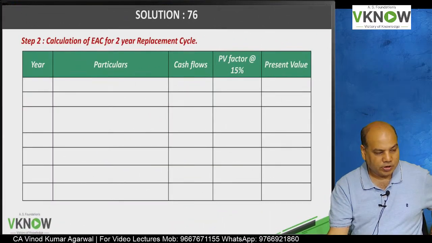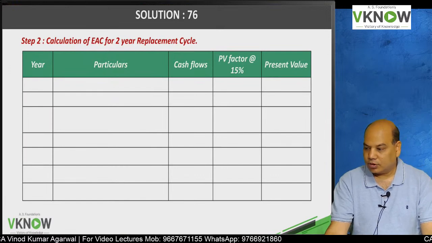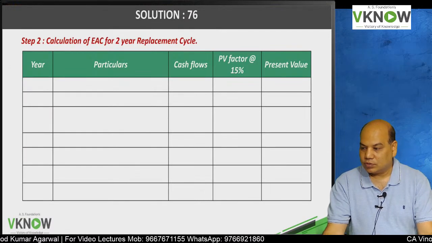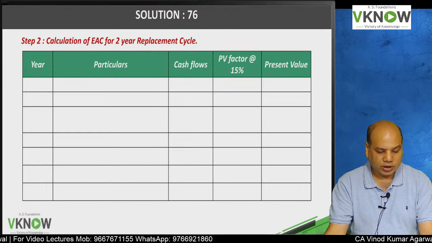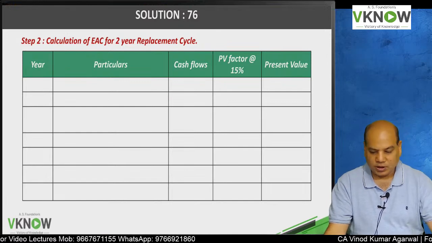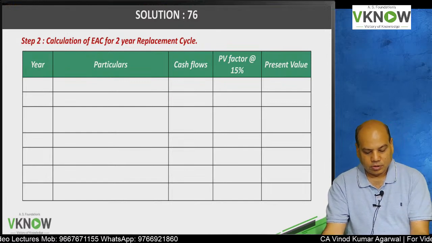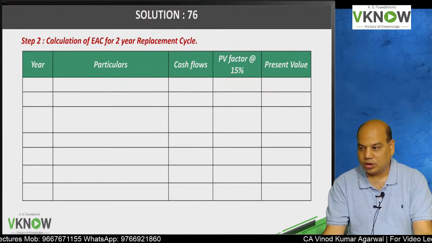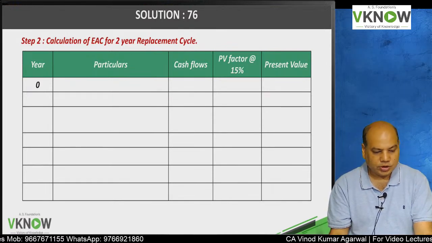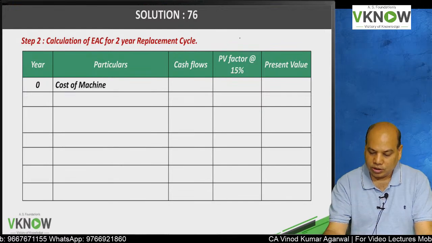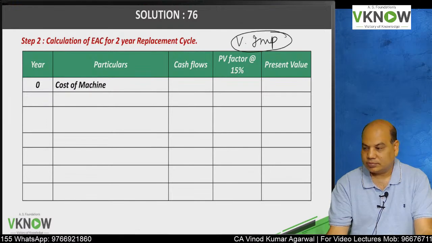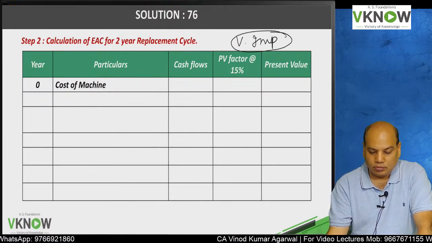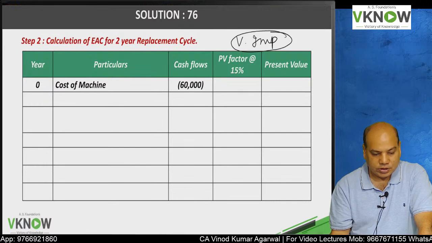Now same format, please draw again. Calculation of EAC for 2-year replacement cycle. This question is from the study material. You can mark it, very important for the upcoming exam. Trust me. Cost of machine, write down 60,000.